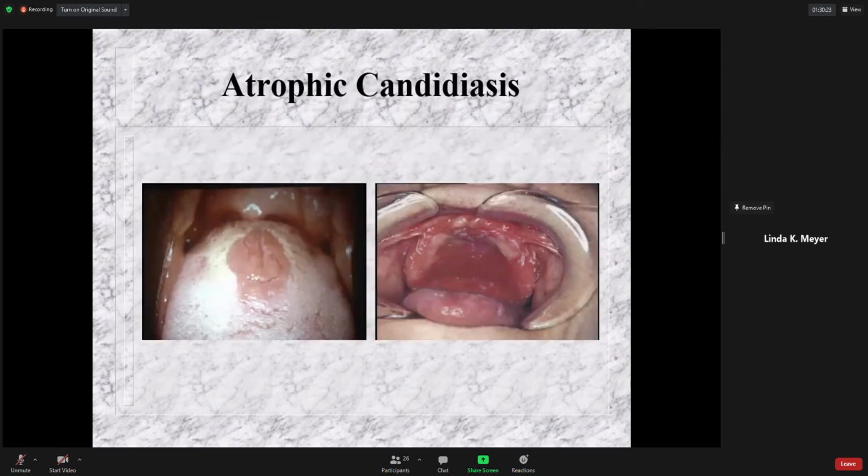There's what's called atrophic candidiasis. This is a fungal infection which causes atrophy of the oral mucosa and a redder appearance.